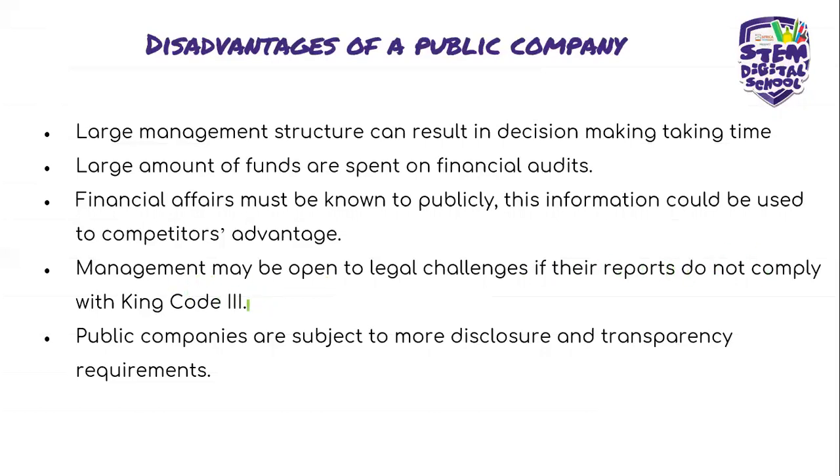Also, management may face legal challenges if the reports do not comply with King Code 3, right? However, now they've introduced King 4, boys and girls. So King 4, basically, is more of the rules that are telling you how a public company should behave or operate. So we must comply with King 3, whereas in a private company, there's no compliance, basically. Public companies are subjected to more disclosure and transparency requirements. So, guys, under a public company, as the word says, public means everything must be disclosed, must be shown, must be told, basically, boys and girls.